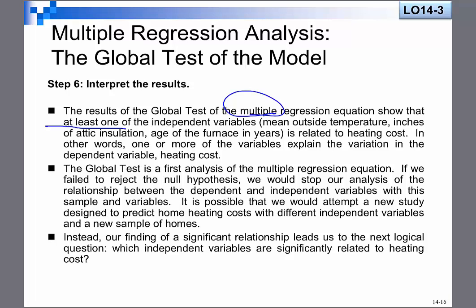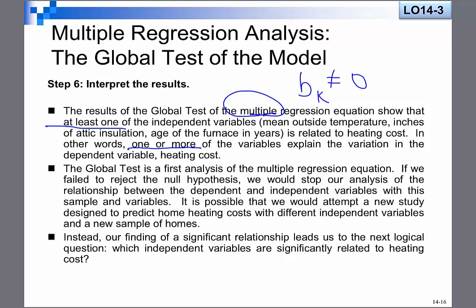But we know, based on the fact that we've rejected the null hypothesis, that at least one of them is not zero. And if one of these betas, let's call it BK, is not zero, then we would call that statistically significant. In other words, one or more of the variables explain the variation in the dependent variable, heating cost. We know that at a minimum, one of them does. Beta 1, is it beta 2, is it beta 3? We know that's a definite.